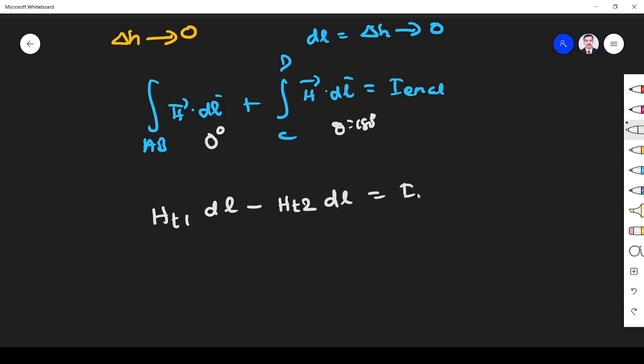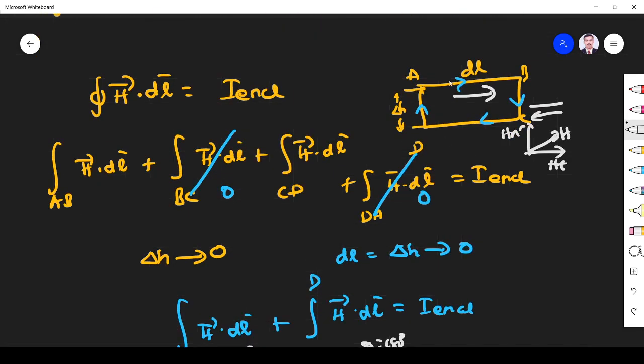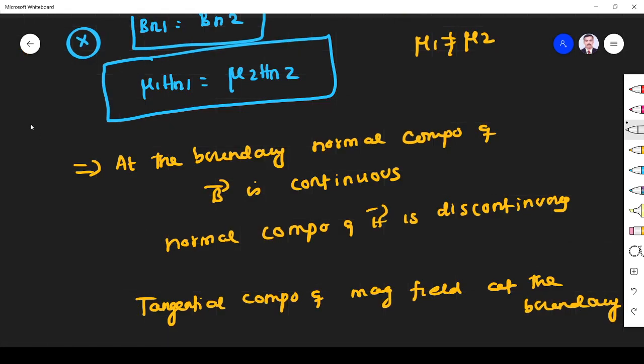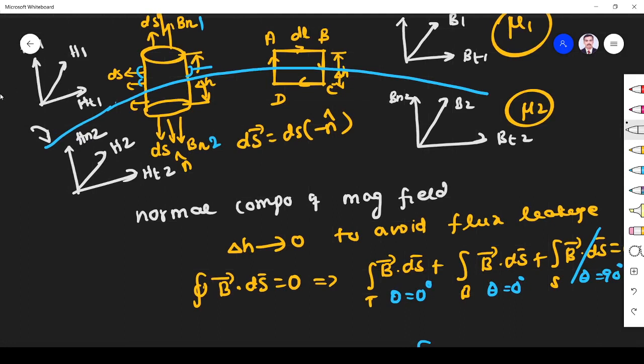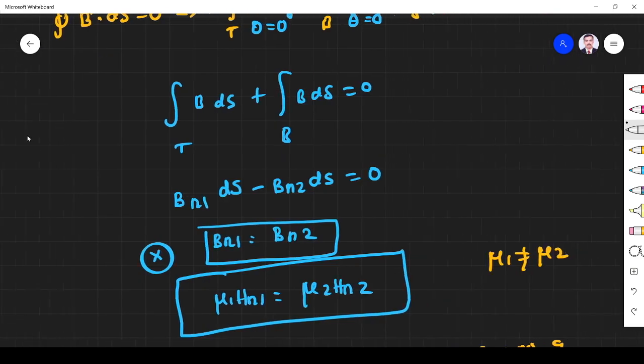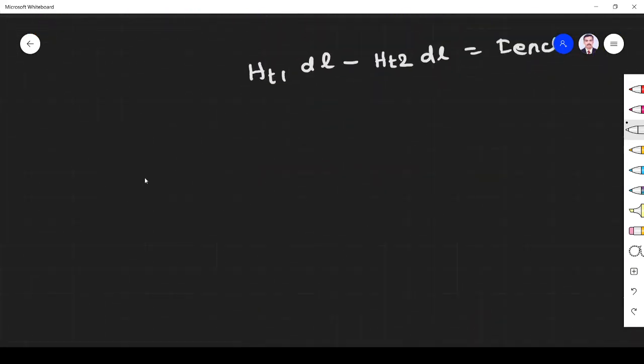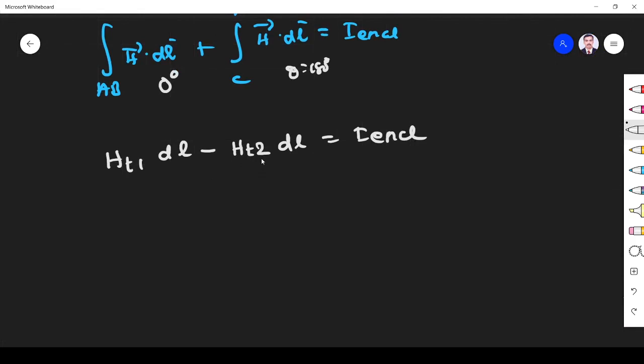So that is what equals I enclosed, right? AB is on the top side. Please remember, AB is on the top side and has the Ht1 component. CD is on the bottom side and has the Ht2 component. If you have any doubt, go back to the original diagram. You see Ht1 at the topmost, AB is in the Ht1 category and CD is on the Ht2 side. So I put Ht1 minus Ht2 dl cos 180. Now Ht1 minus Ht2 is equal to I enclosed by dl.